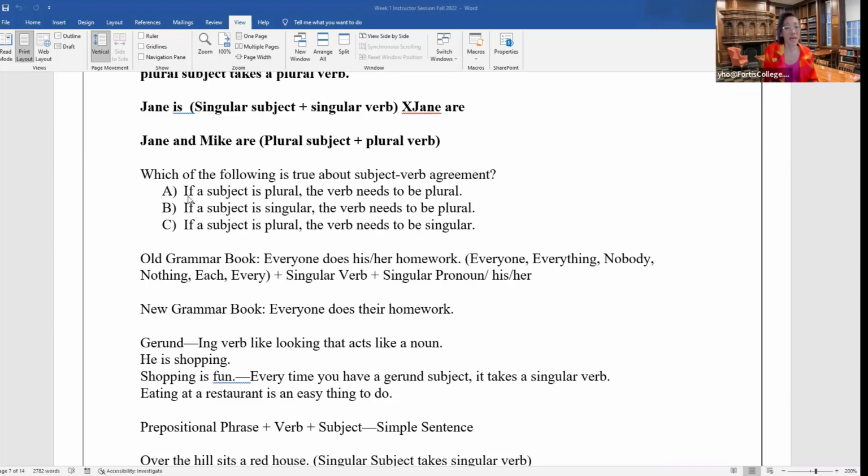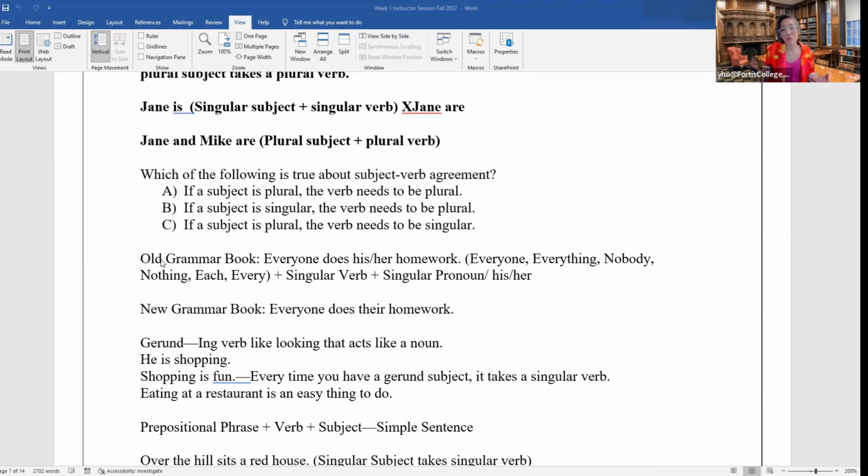Nell Marie. Yes, so if you have a plural subject, it takes a plural verb. So that's correct. Now, in the old grammar book, whenever you have an indefinite pronoun, like everyone, everything, nobody, no one, somebody, something, that takes a singular verb.